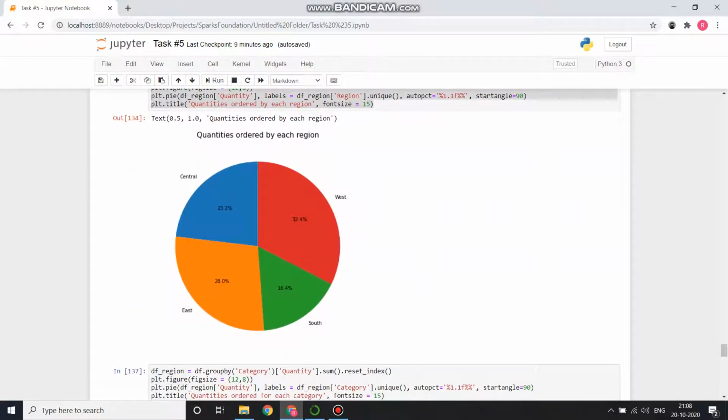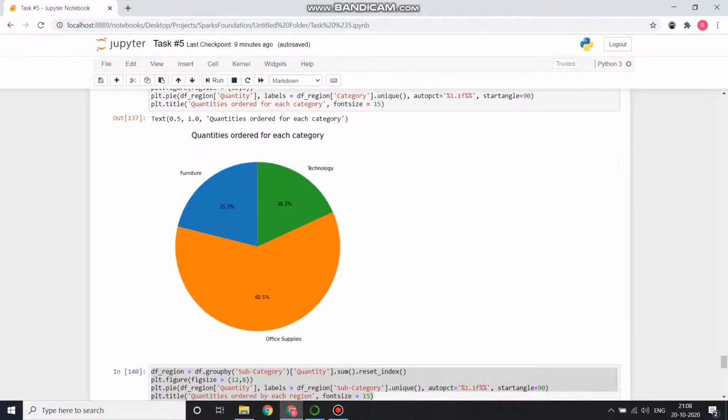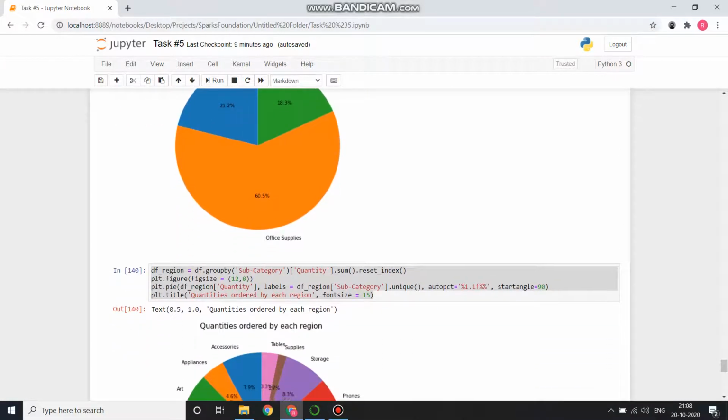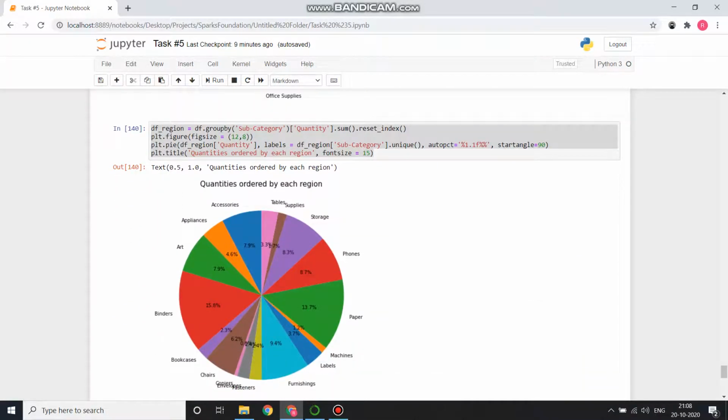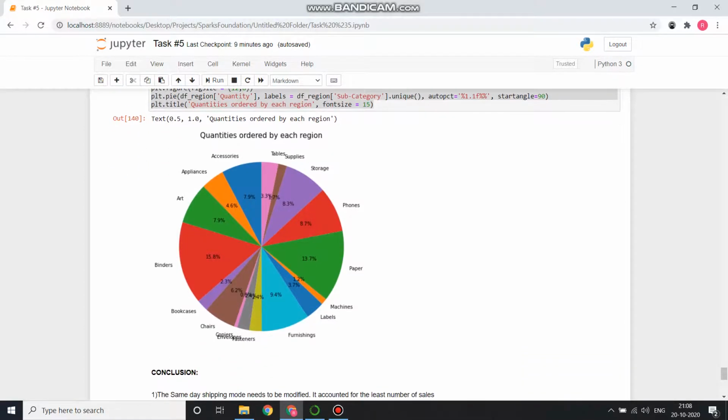Here's the pie chart. Quantities ordered by each region. We can see that Western region ordered the greatest quantity of supplies. Here's quantities ordered for each category. Office supplies were the products that contributed to the sales the greatest. In office supplies, particularly binders and papers, contributed the most.